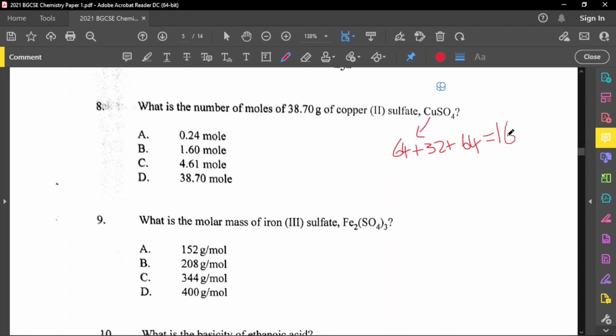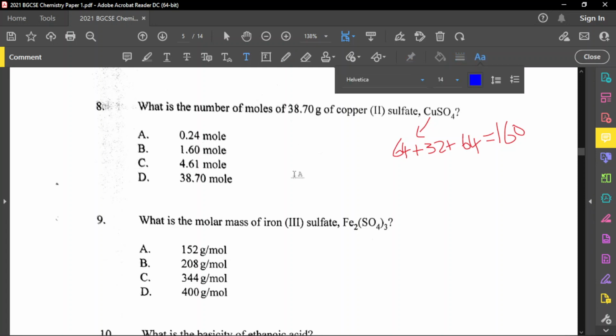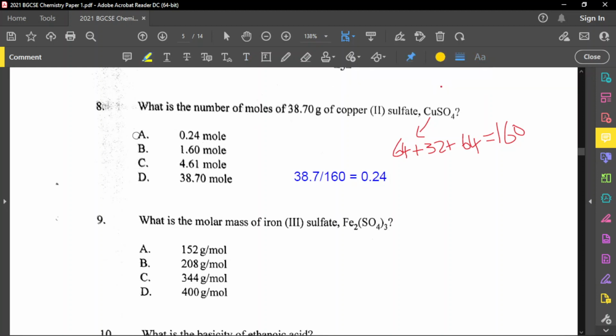So what we're going to say now is that we have our mass given, which is 38.7. So 38.7 divided by 160 is equivalent to 0.24. And so 0.24 is the number of moles of copper(II) sulfate in 38.7 grams of copper(II) sulfate. All right, cool. Number 9 is, what is the molar mass of iron(III) sulfate? And this is the formula right here.